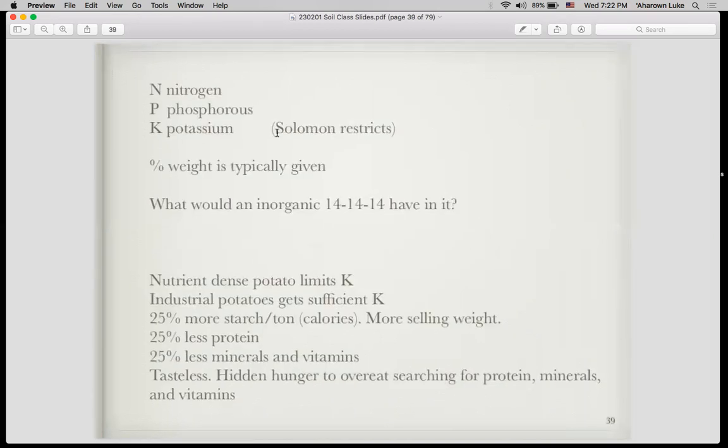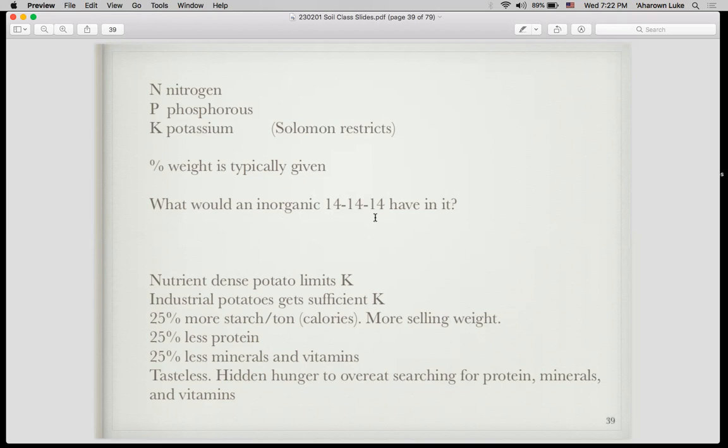All right, so review NPK: nitrogen, phosphorus, potassium. Potassium is potash, and Solomon restricts this because it causes your plants to grow tall, and we want them to be nutrient dense. So we want them to be thick and not grow too tall. We want it to taste good. So Solomon restricts this, whereas other fertility schemes might not.